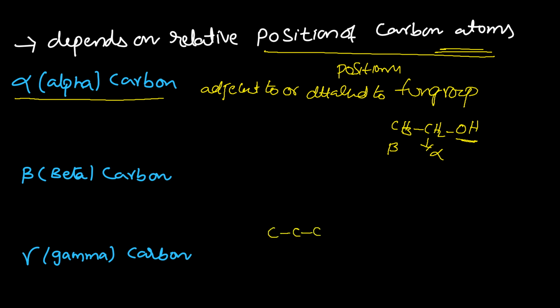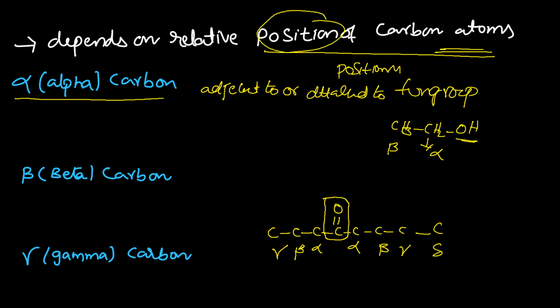For example, I would like to take a ketone which has more than 6 carbon atoms. Here this one is alpha, and this one is also alpha, because this is the functional group, so it has 2 alpha carbon atoms. Next to alpha is beta, next to beta is gamma. If one more is there, it is known as a delta carbon atom. So we can go up to 4 different types of carbon atom depending on the relative position. The carbon atom directly attached to the functional group is alpha, the next one is beta, and the next one is gamma.